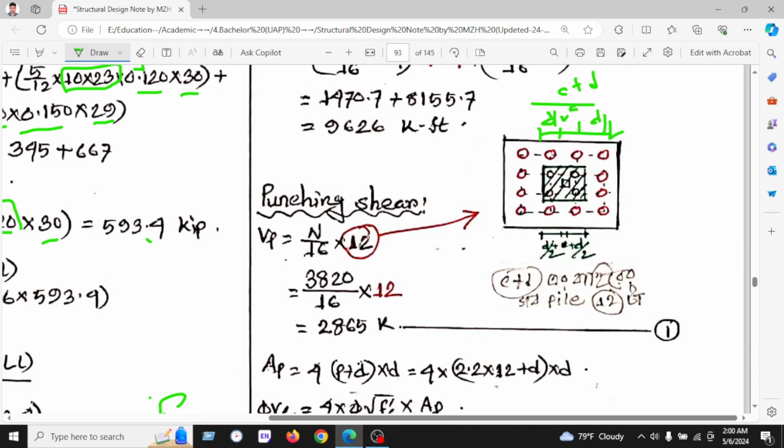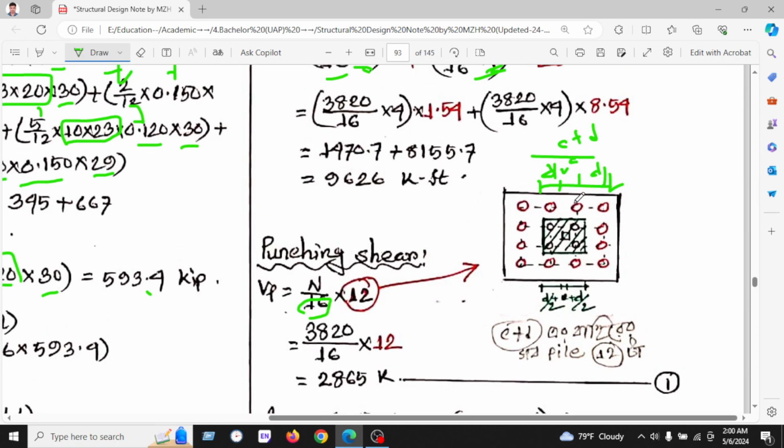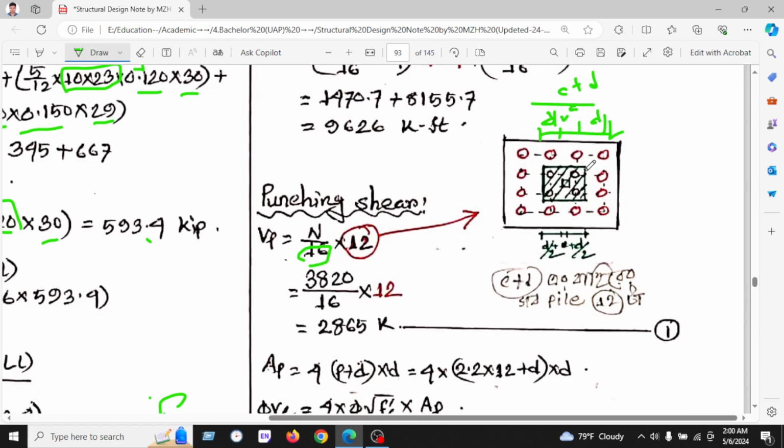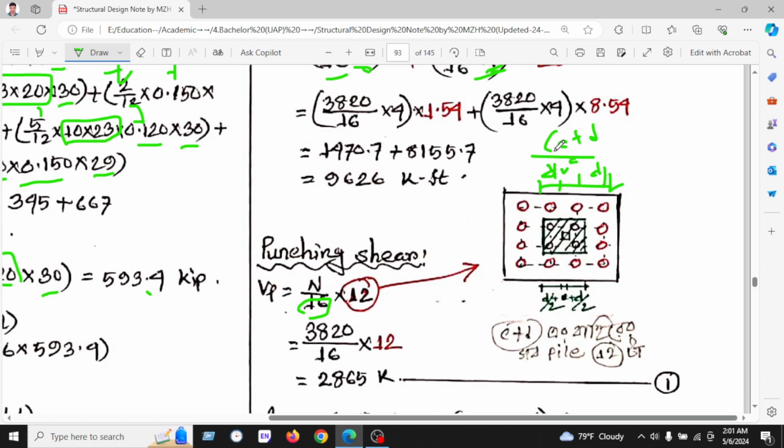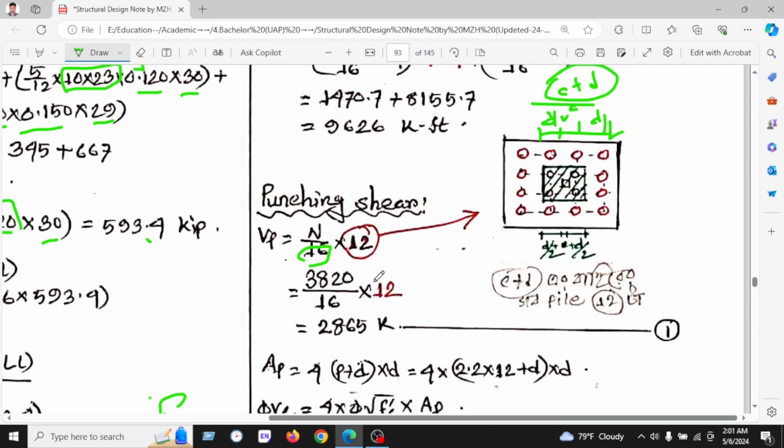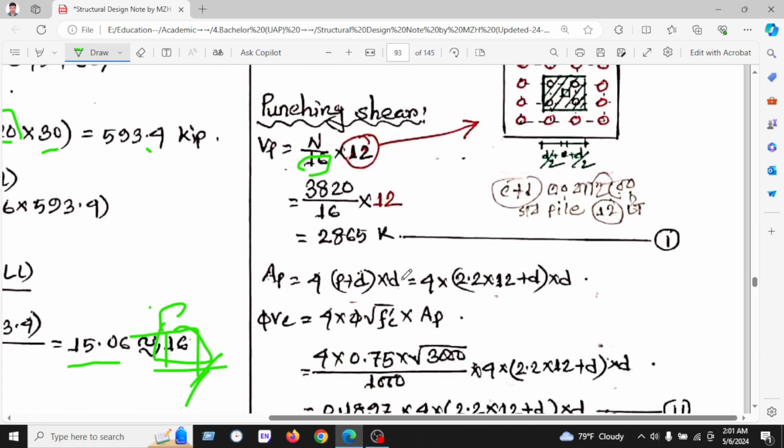Here we know N is the load and 16 is the total number of piles. If we know the cover C plus D, we see that C plus D covers only 4 columns, and the rest of the 12 columns are out of the C plus D. That's why we have taken the 12 columns, as they are out of the C plus D.